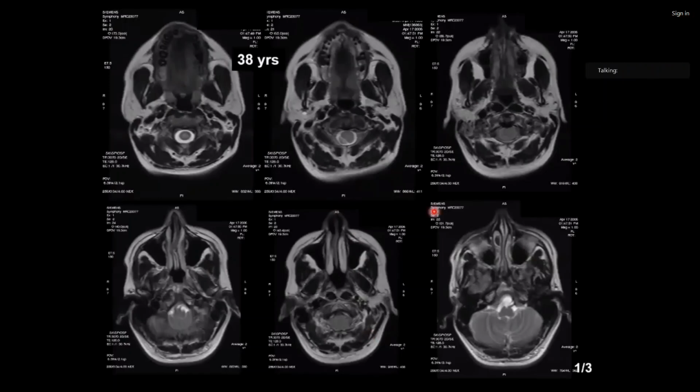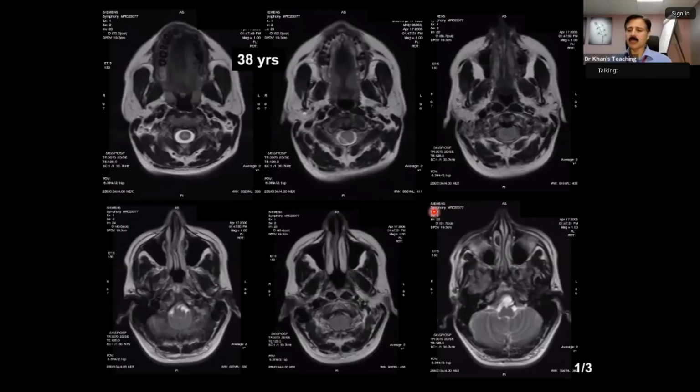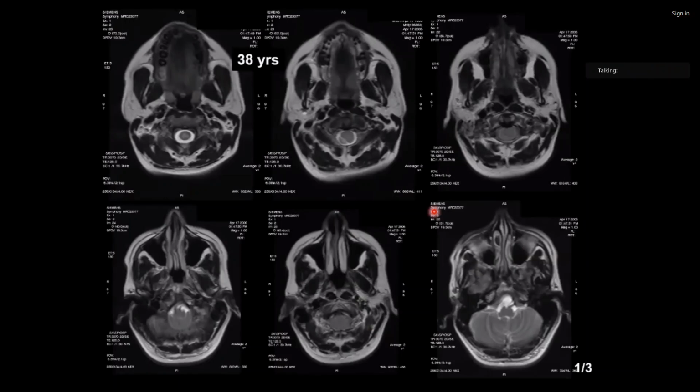Okay, yes, candidate 5. So these are axial images. Let me help you. Look at the foramen magnum. Foramen magnum, okay.